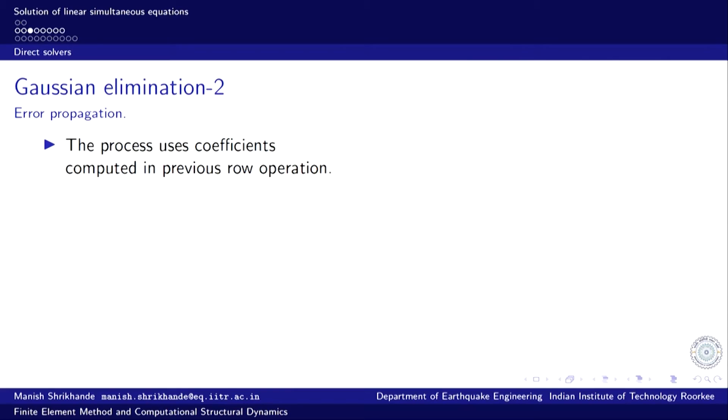The process uses coefficients computed in previous row operations, and round-off errors are carried through and accumulated, because one row that is modified is used for subsequent operations, for subsequent elimination of variables. So, one round of error leads to another round of error and so on, and there will be several rounds of errors piling on top of each other.